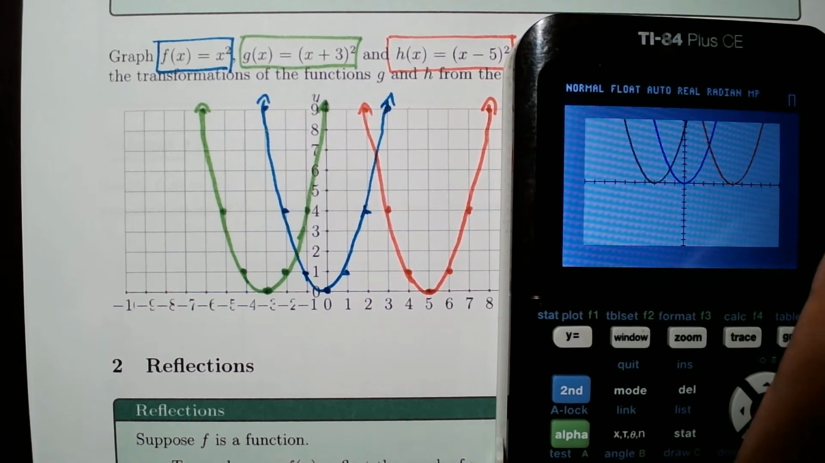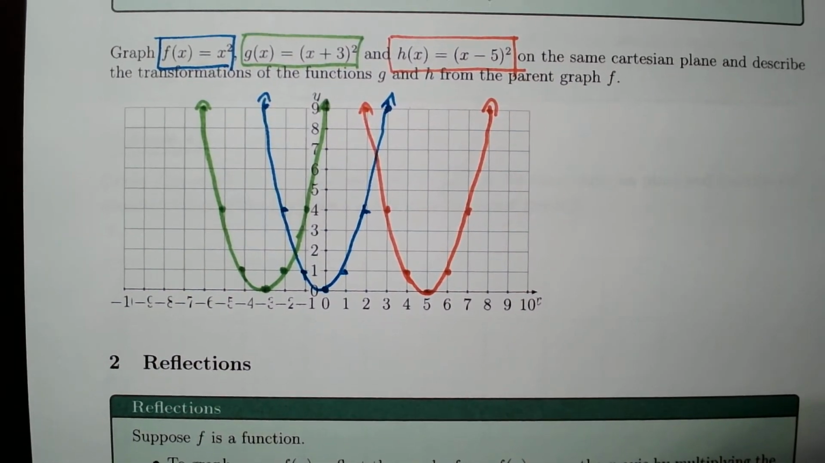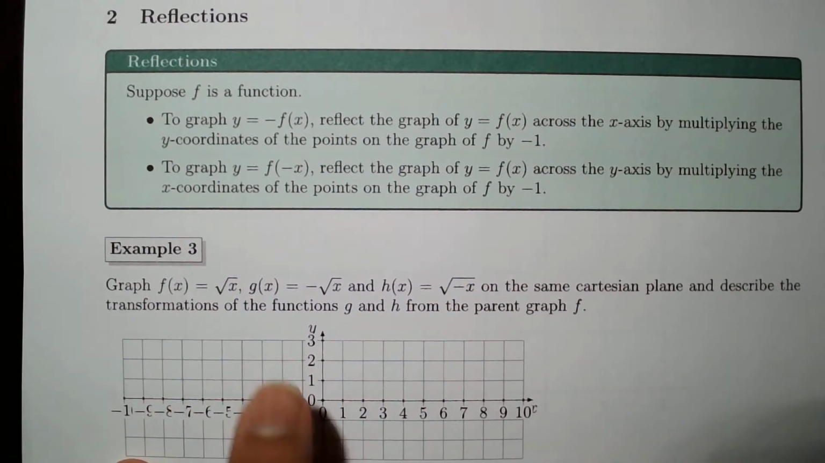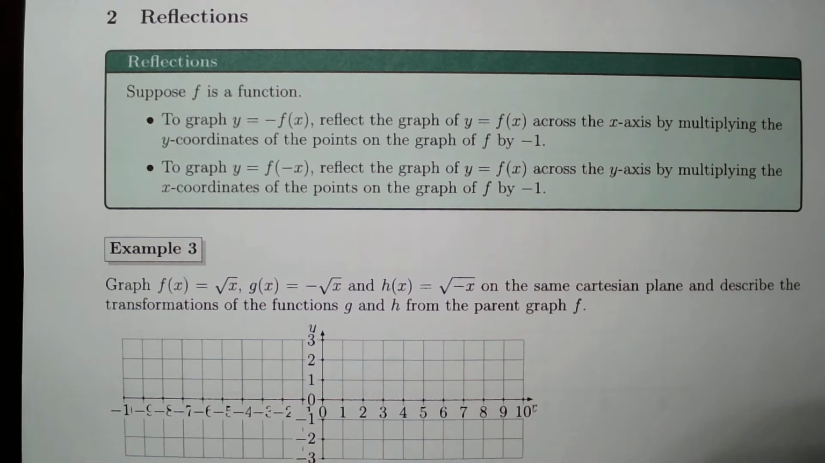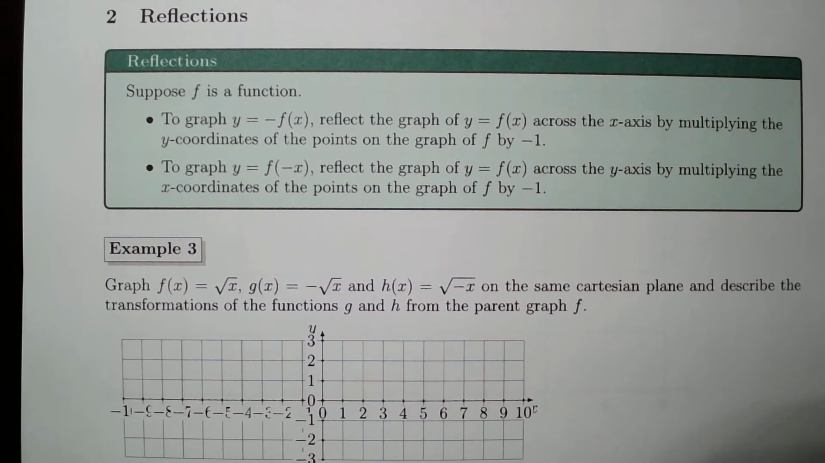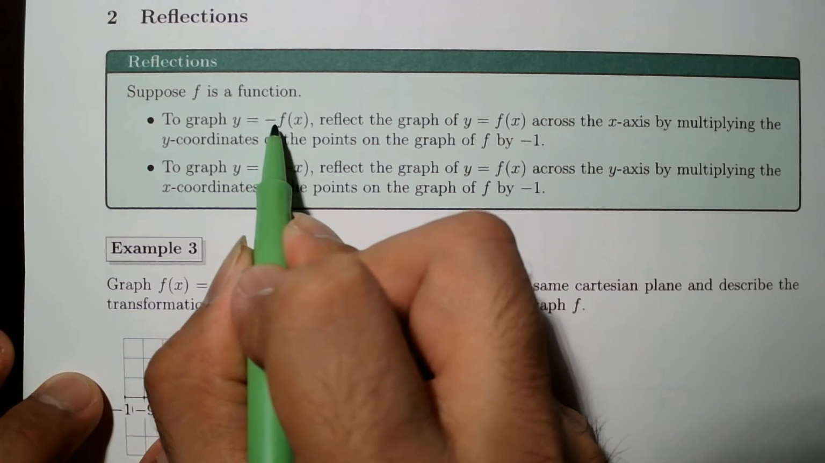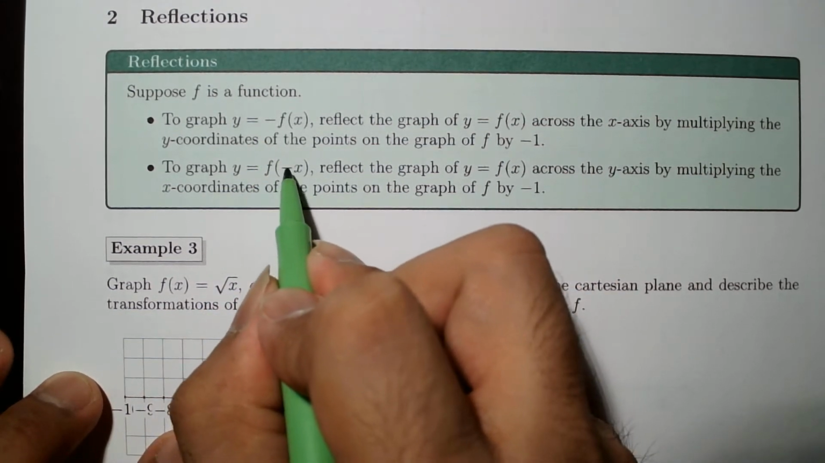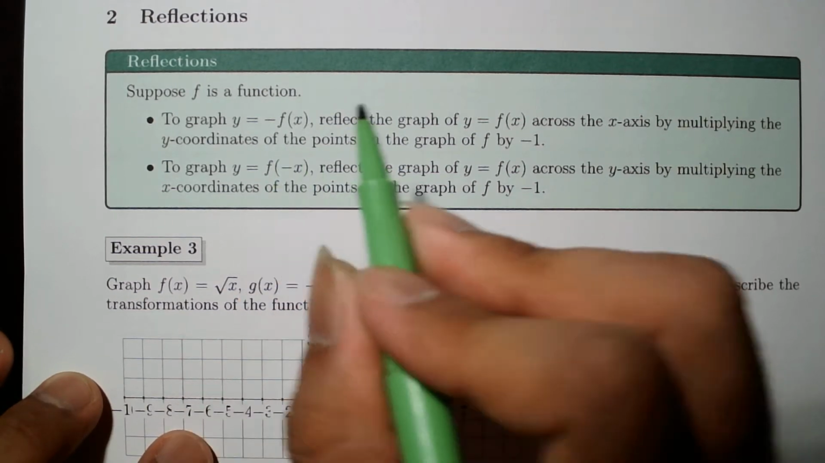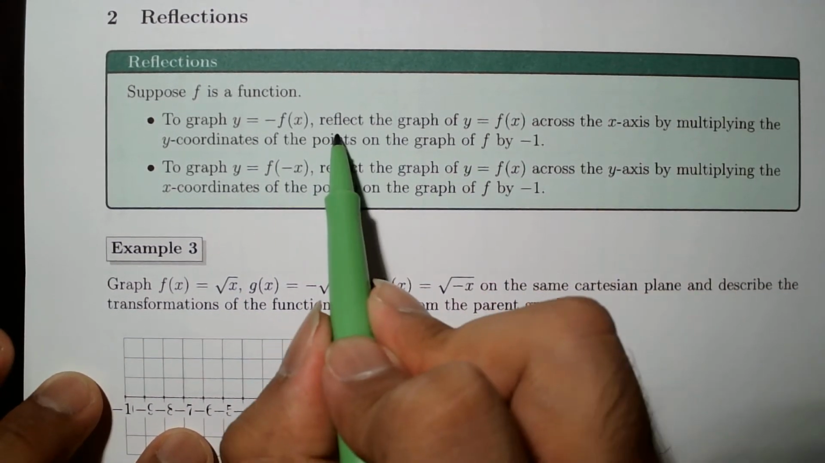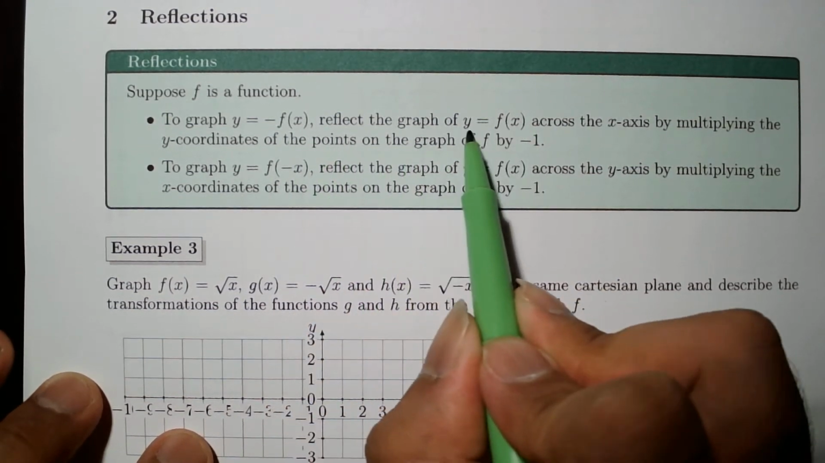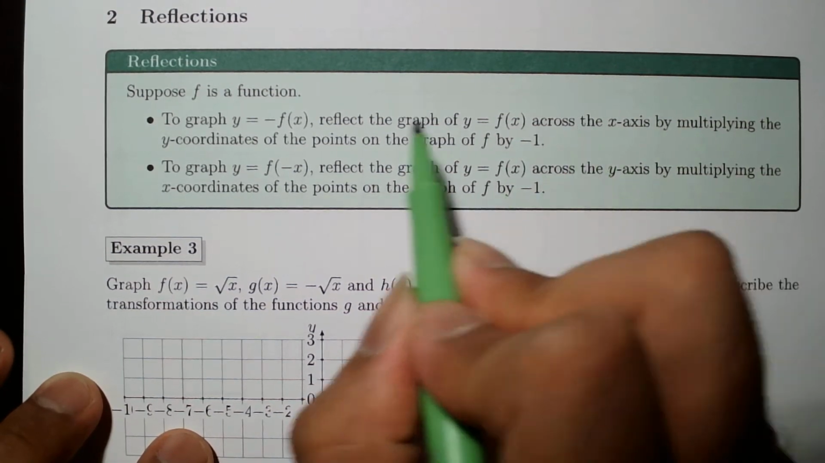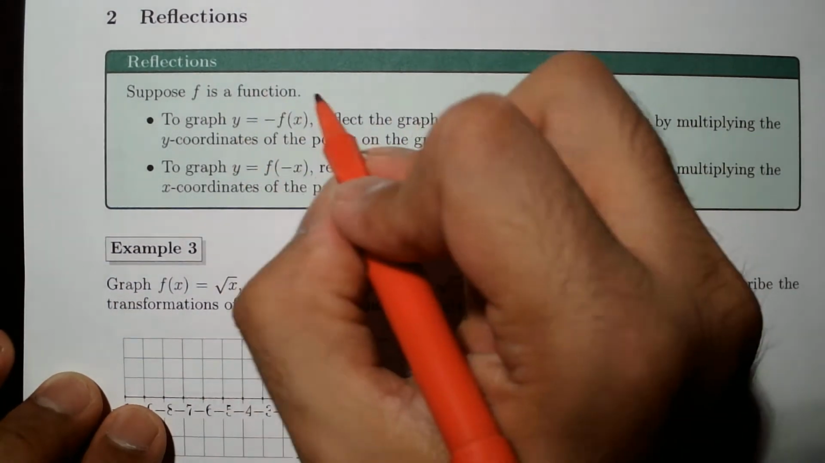Okay, let's look at another case. Reflections. So for reflection, again we have a function f, and then we are going to have a negative sign outside of the function, or multiplying the function, and the negative sign multiplying the x's only. So the first case reflects the graph across the x-axis. In other words, draw it upside down.